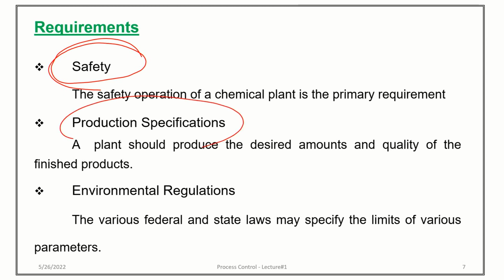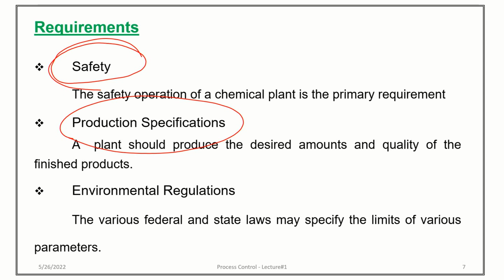Then the next requirement is called production specification. What is meant by production specification is that a plant should produce the desired amount and quality of the finished product. I already told you the overall objective of the plant is to convert certain raw materials into a useful product, right?